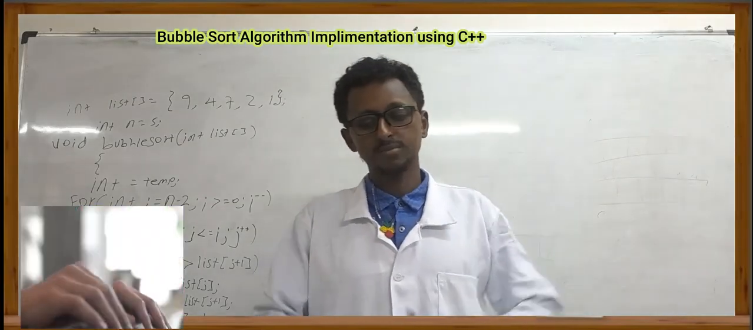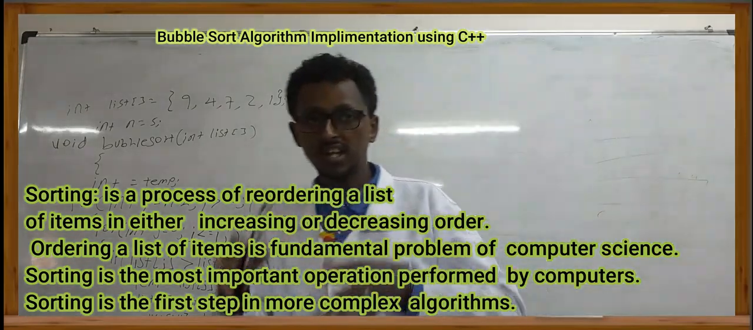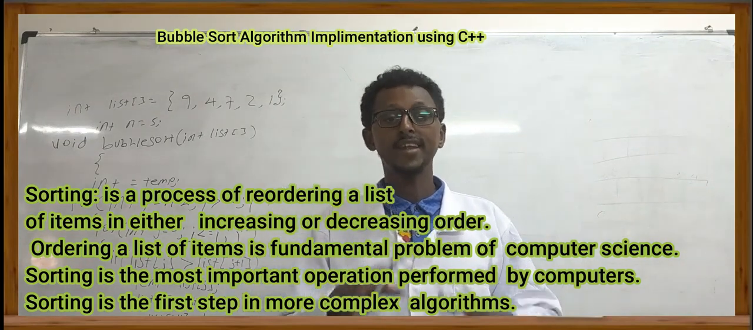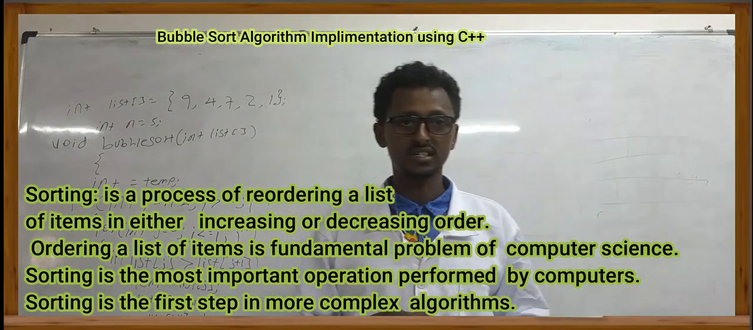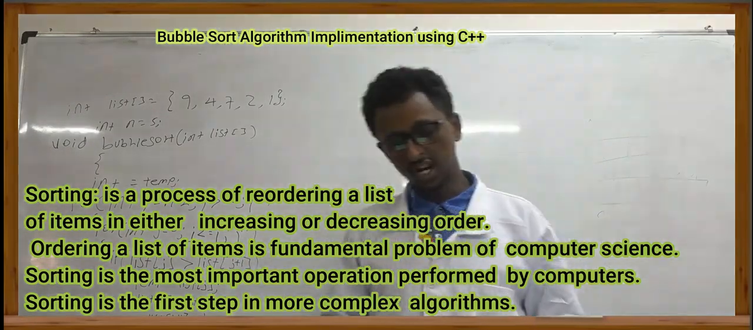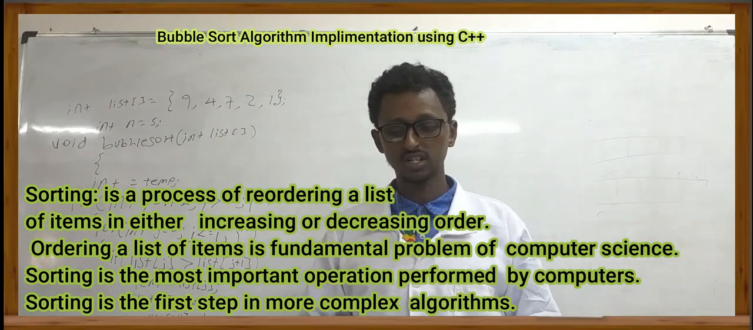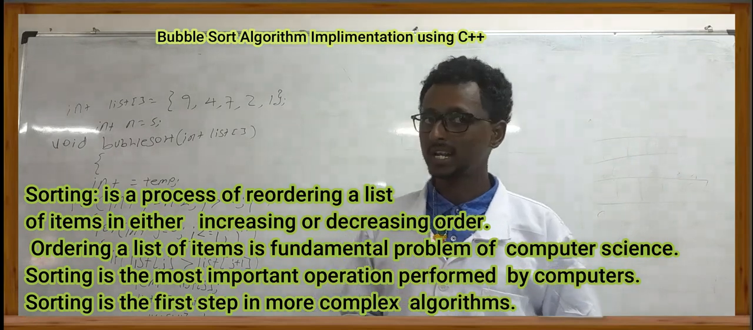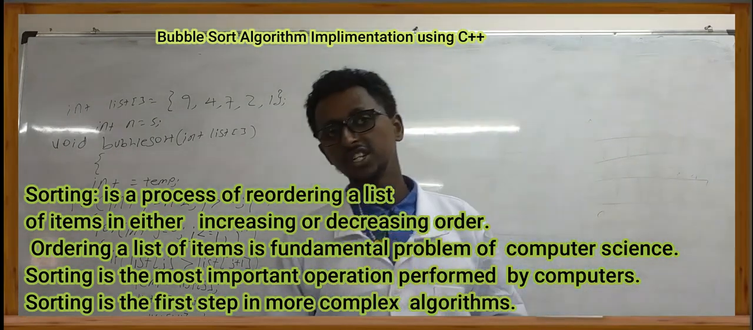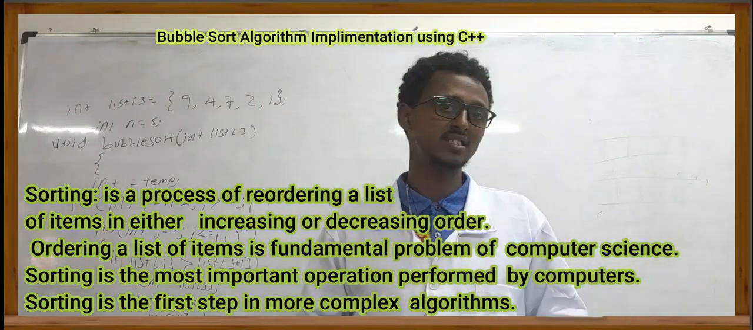As you know, sorting is a process of reordering a list of items, in either increasing or decreasing order. Starting from the definition, ordering a list of items is a fundamental problem in computer science, as we discussed in the previous sessions. Sorting is the most important operation performed by computers. Sorting is the first step in designing more complex algorithms. The first issue is thinking about how we sort the items, records or lists.